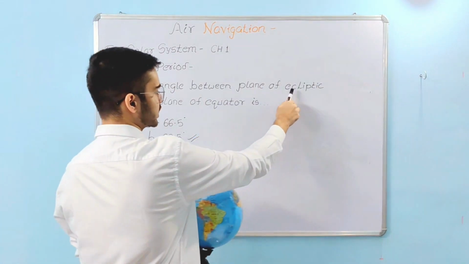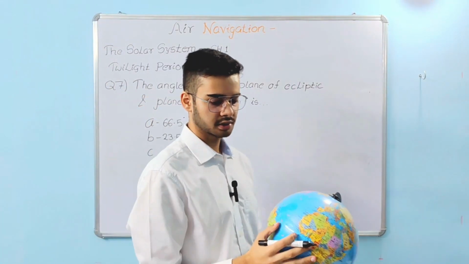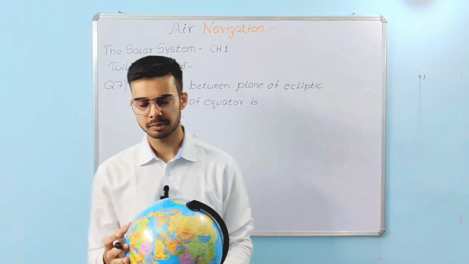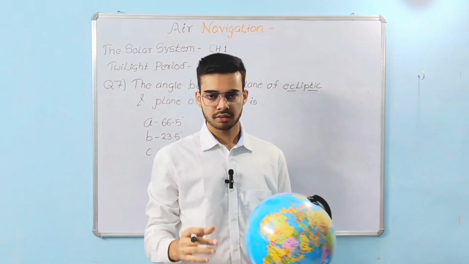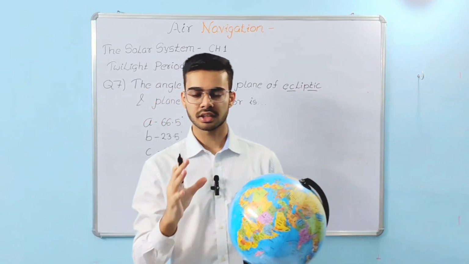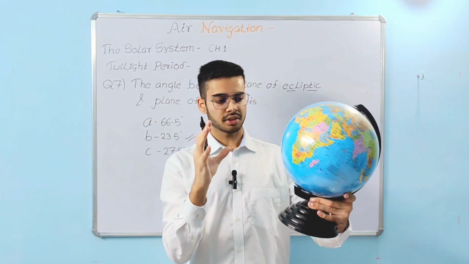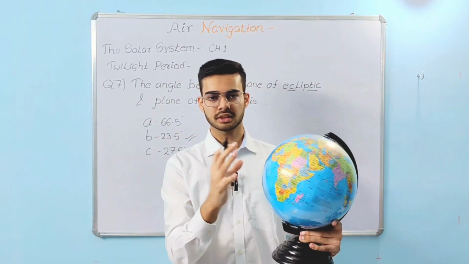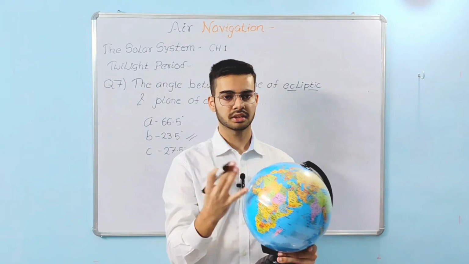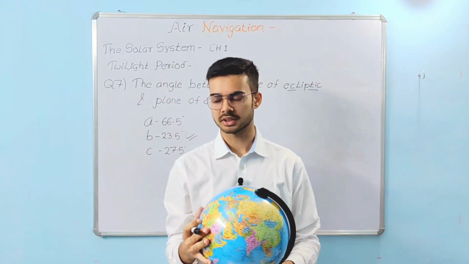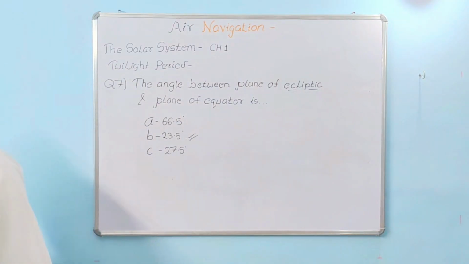This is one new term that is generally not given in books, but remember this: ecliptic. Whenever you see the word ecliptic, reverse the order. It is not the earth that is revolving around the sun. Imagine it is the sun that is revolving around the earth, and that path is called the ecliptic. Okay, one more question.